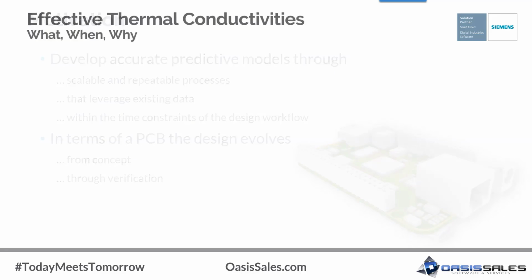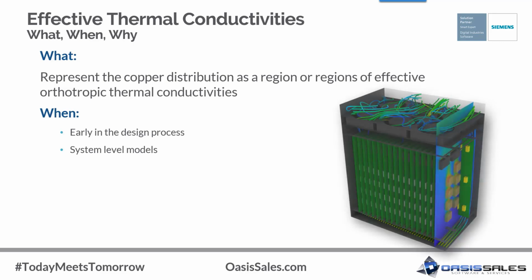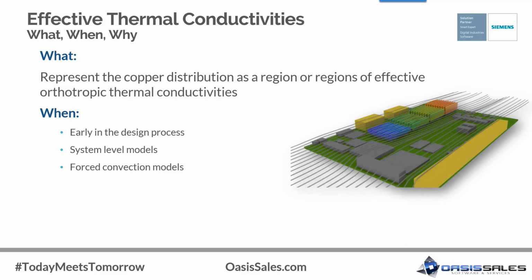The first method we will discuss is effective thermal conductivities. This is where the copper distribution in the PCB is represented as a region or multiple regions of effective orthotropic conductivities. This method is used early in the design process or in system-level models where there may be multiple PCBs in the model, and forced convection models. Some of the reasons for using this method are due to the fact that there isn't much information that will allow for a more detailed model to be created.